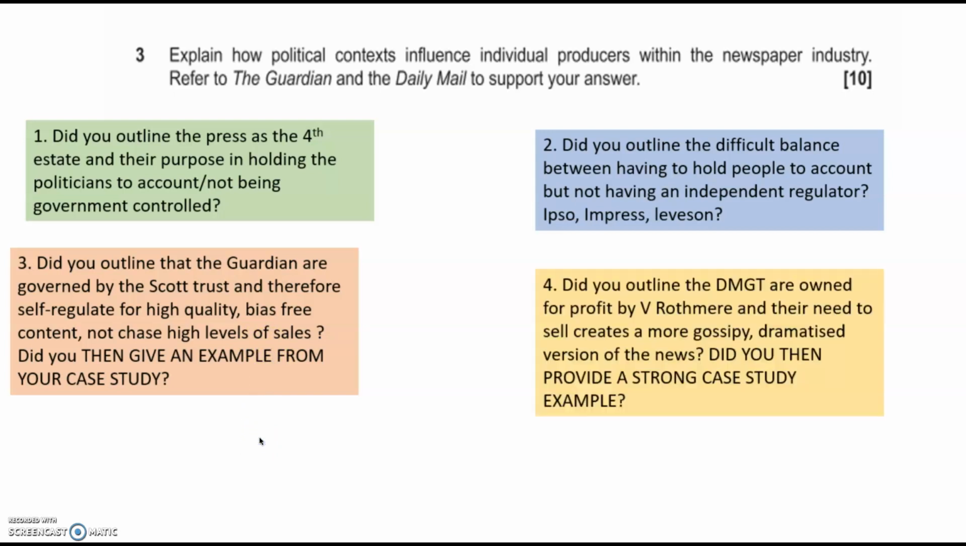Okay, number 4, did you outline that the Daily Mail are owned by Count Rothermere? And obviously what this does in this kind of free capitalist world that we live in, it's a profitable organisation, it is a big business. Therefore, what that does, that creates a need for them to create more dramatised, gossipy, mainstream kind of news. Because they're trying to sell papers. Their whole purpose is not necessarily about high quality bias-free content. It is about selling and making money and bringing in readers to their online pages, but getting people to buy their copies of the newspaper.